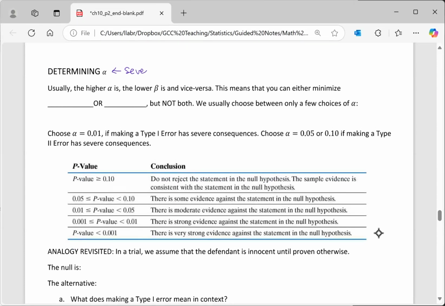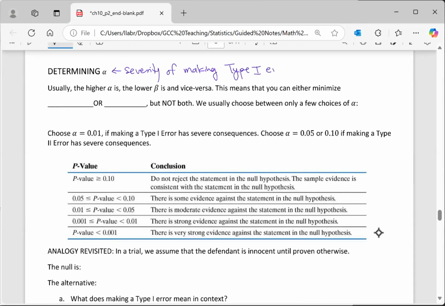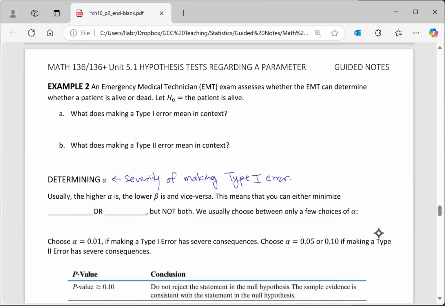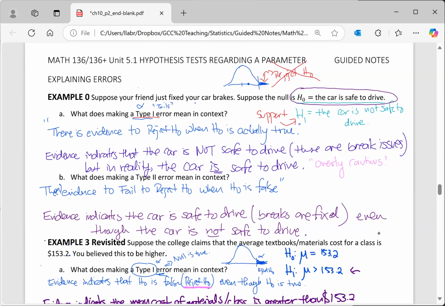You base it on the severity of making a type 1 error, and I try to more or less talk about that initially. So here's what I mean by that. In example 0, we saw that a type 1 error means that evidence indicates the car is not safe, but in reality, the car is safe. And we said that that happens when you're overly cautious. That's not a bad thing. This is pretty good. So making a type 1 error is not bad in this case. We're perfectly okay with that.